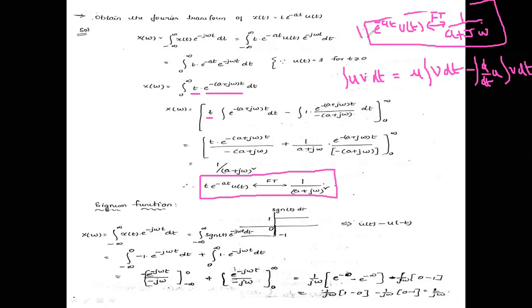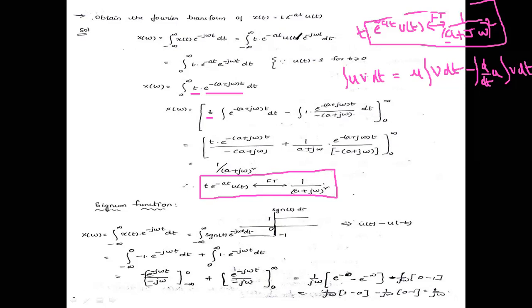Whenever a ramp function is multiplied with e power minus at, it becomes a square. It becomes a square of 1 by a plus j omega. It's a very important matter, students. When the t is multiplied with this exponentially decaying single-sided exponential function, it multiplies with the 1 by a plus j omega that is already there. So it is 1 by a plus j omega whole square.